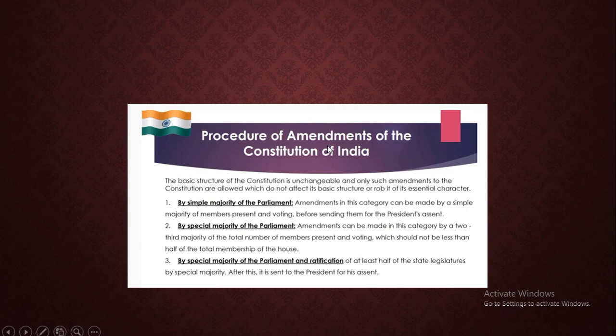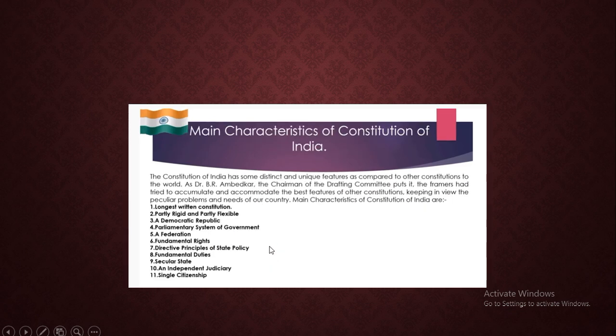And here you have the procedure of amendment of the Constitution of India by simple majority, by special majority, and whenever a bill affects the interest of the states, then that bill, even though it will be passed by a special majority, has to be sent to the states, and at least half of the state legislatures should ratify it.